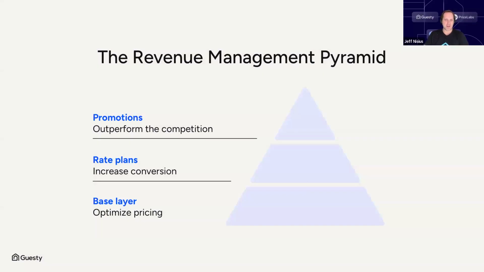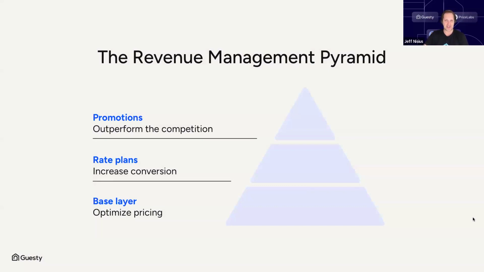Perfect. Okay, so at Guesty, how we like to think about revenue management is in the form of a pyramid. A capable revenue management system will provide you as property managers with the tools to fine-tune your strategies, optimize pricing, and outperform their business and homeowner goals. It consists of three different layers and allows you to decide how deep you want to dive into each layer.